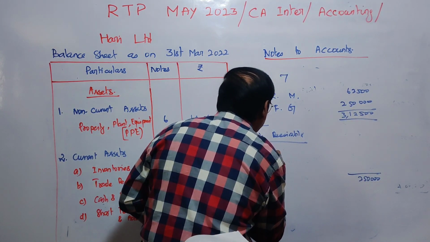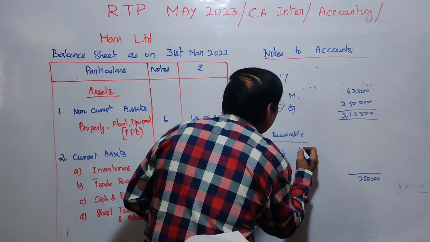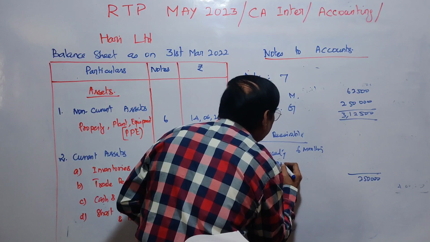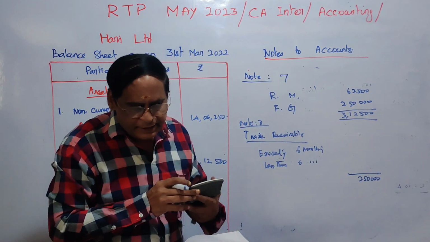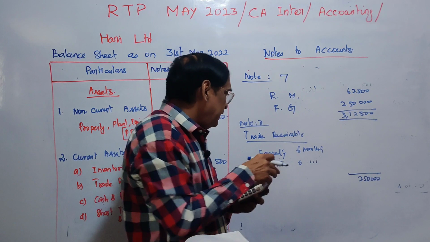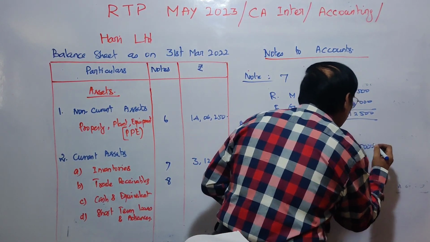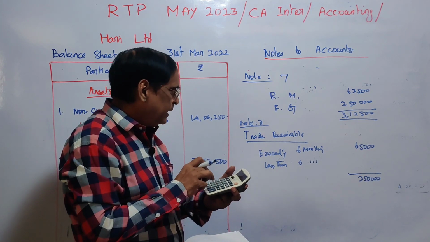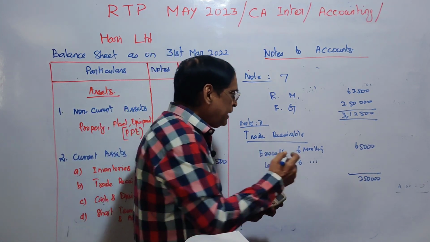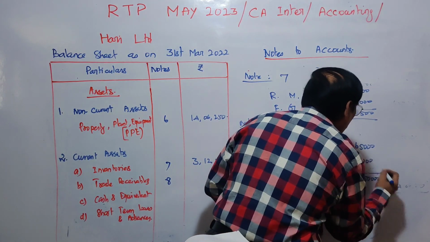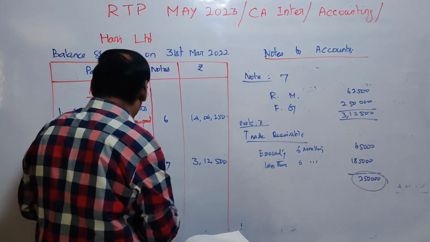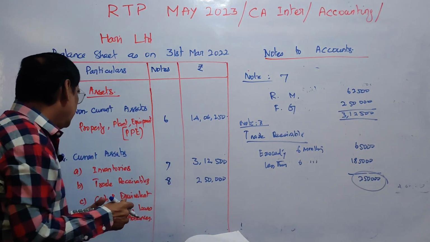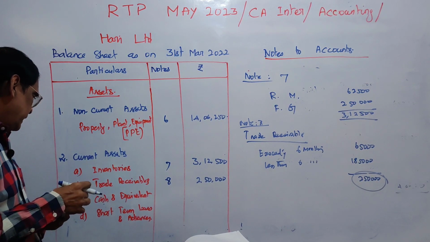You have to mention exceeding 6 months and less than 6 months clearly. Exceeding 6 months is 65,000 rupees. The remaining balance should be less than 6 months. So 2,50,000 minus 65,000 is 1,85,000 rupees. The aggregate total 2,50,000 should be here, that is trade receivables, sundry debtors.